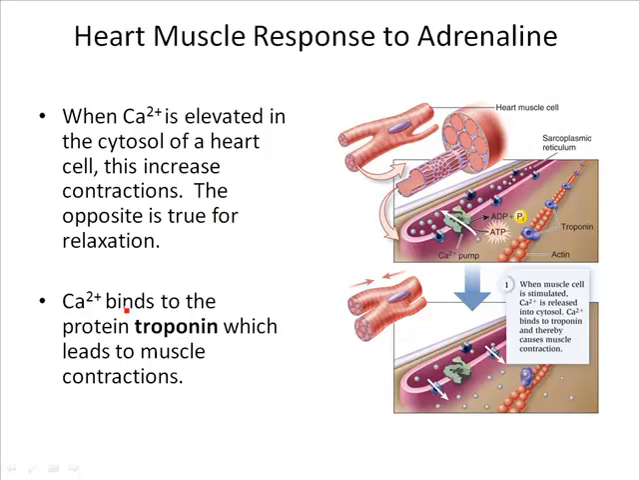How does this happen? When calcium binds to these troponin molecules, which are part of these actin filaments, once calcium is bound, that's going to cause the muscle cell to contract, which causes then the pumping of blood out of the heart. So again, we can see how adrenaline ultimately leads to the shortening of a muscle cell, in this case a shortening of the actin filament through the binding of calcium.